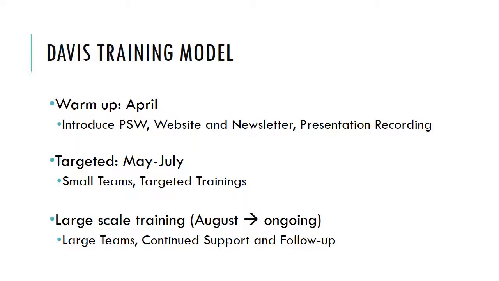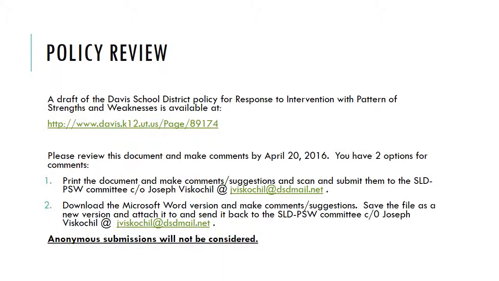Here's what you can expect next for training. We're just getting started. This is our warm-up. You're getting this presentation, we have a website, and we're going to start a newsletter. We're going to do some more targeted training beginning in May and wrapping up in July. And then we're going to do some intensive and large-scale training beginning next year, starting up in about August and ongoing throughout the remainder of next year.